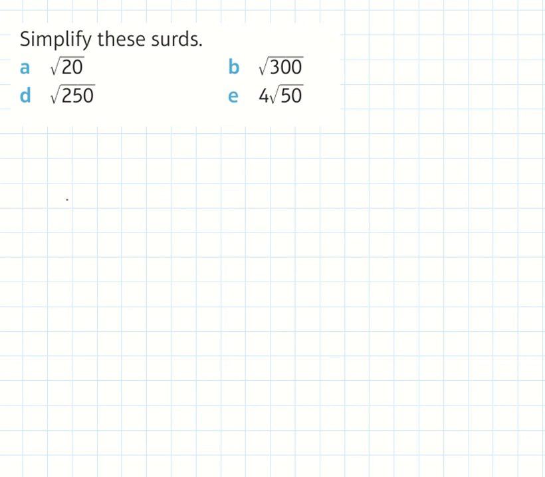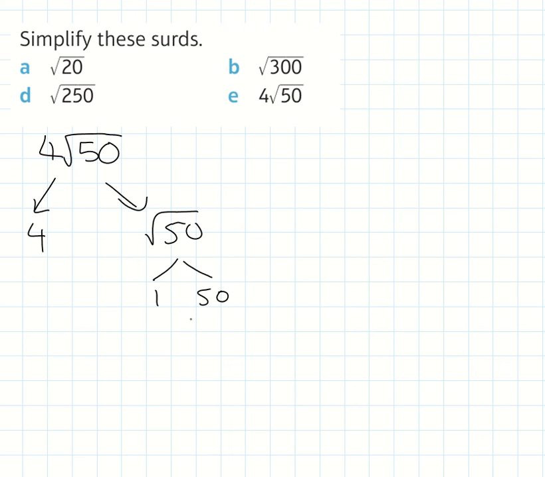Now with this next example, it's worked a little differently. So we've got 4 times the square root of 50, or 4 root 50. Now the first thing I'm going to do is I'm just going to leave the 4 alone, and we'll take the square root of 50 separately. And we'll do the square root of 50 like we've done all the other examples. We'll look at the factor pairs. So I've got 1 and 50, 2 and 25.